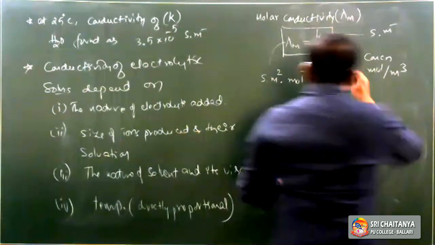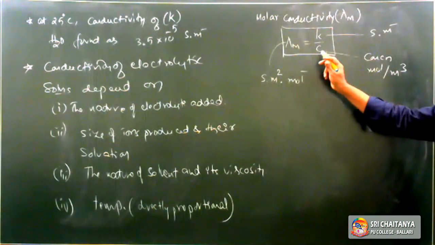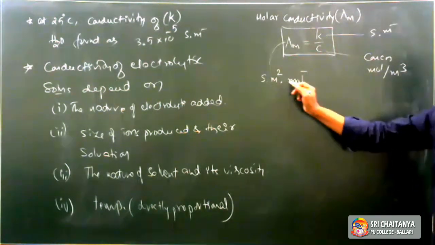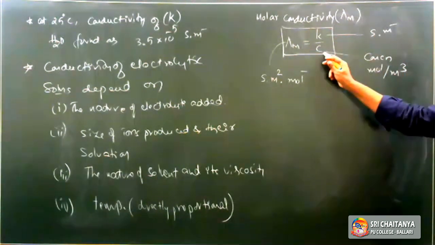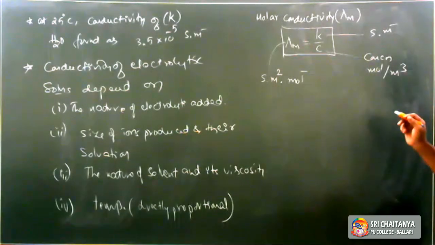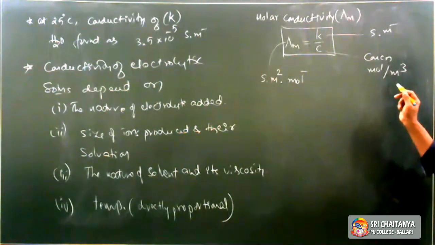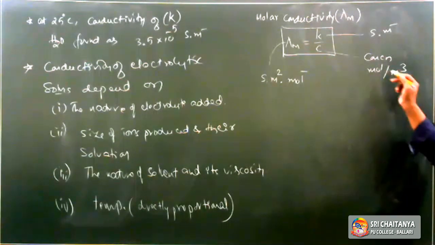So when you want to use this formula, lambda m, molar conductivity, will be obtained like this, with K in Siemens per meter and C, concentration, in moles per meter cubed. Generally, concentration we don't take like this. Remember, we never take like this. But anyhow, in problems, if they want to confuse you, they may give it in this way.